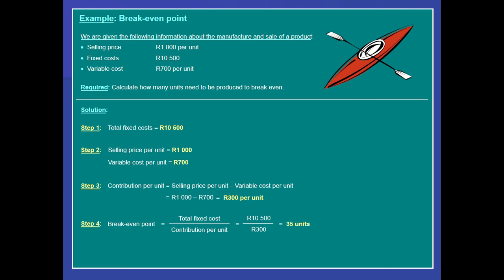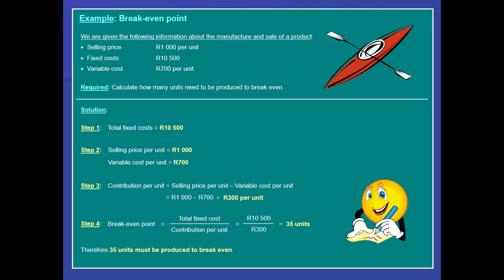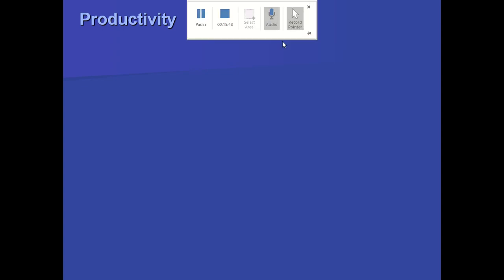So you need to produce more than 35 units. If you produce 35 units, you will not make a profit nor suffer a loss. But if you produce less than 35 units, you will make a loss. If you produce more, you will actually make a profit. Okay, so you will be happy. We'll talk more about productivity.